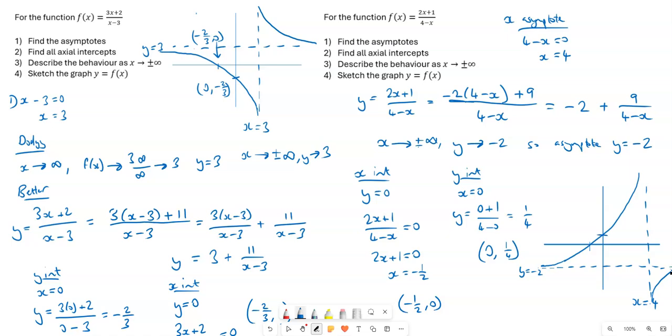Now we can plot the points. So we've got negative a half, 0, and 0, a quarter. And it's nice that the distance there, a half, is bigger than the distance of a quarter. And there we have it. That's how we plot rational functions.